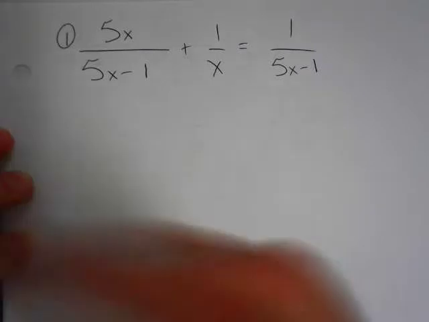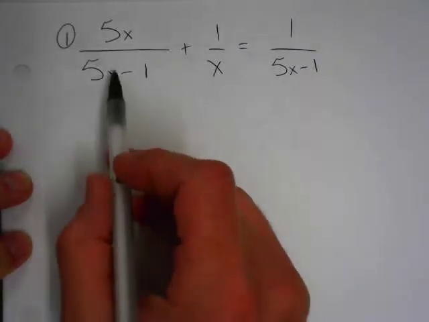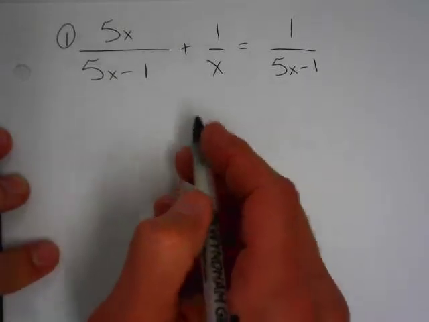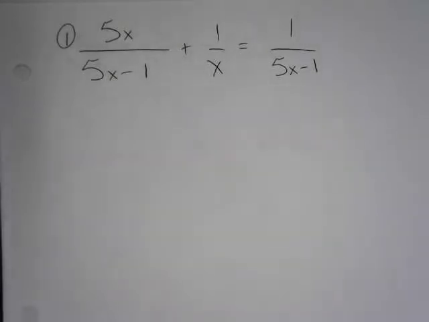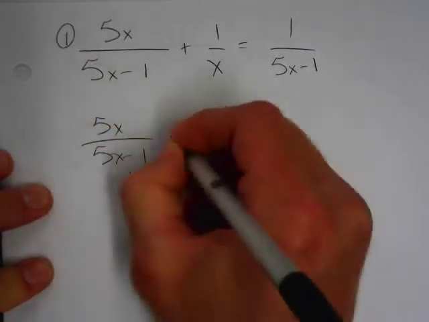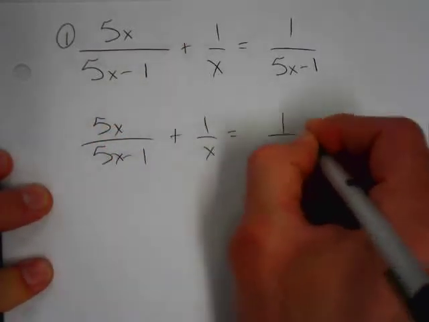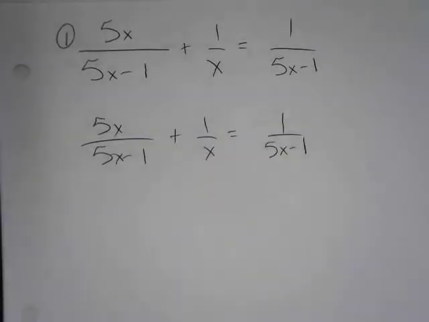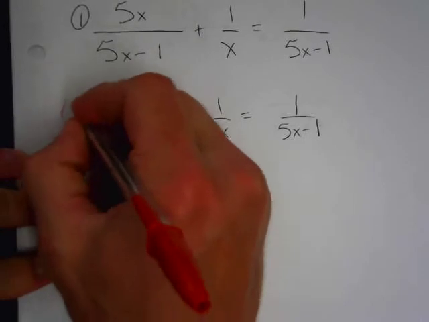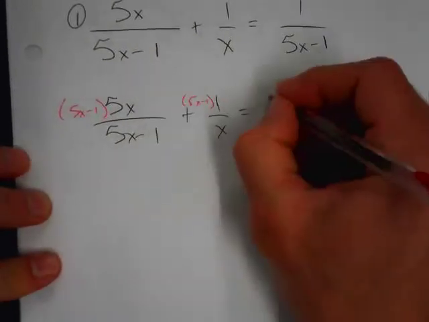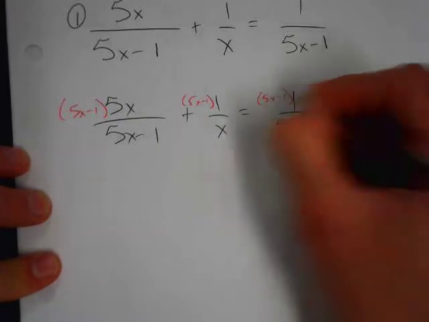So the first denominator I'm going to multiply by is 5x minus 1. I'm going to multiply each number by 5x minus 1. So I'll have the first number, the second number, and the third number, and all three of them are going to be multiplied by 5x minus 1. And we'll see what kind of interesting things occur.